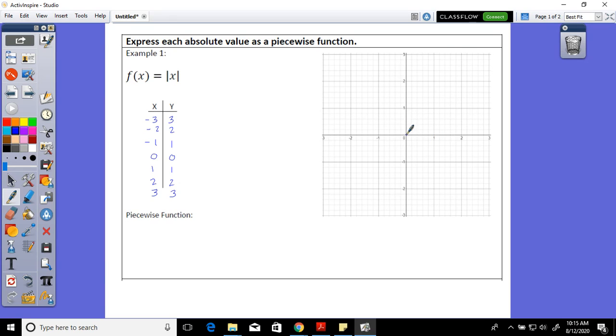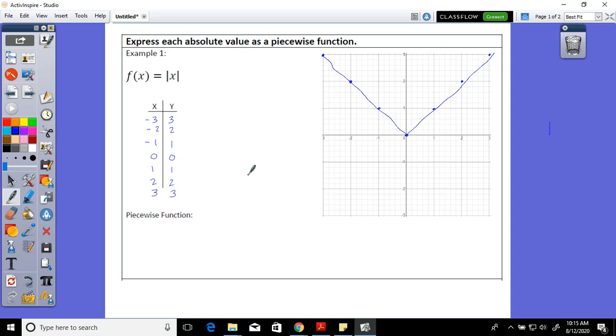So let's graph these points. The first one, -3, 3. -2, 2. -1, 1. 0, 0. +1, 1. +2, 2. And +3, 3. Okay, and we see that V shape that we originally saw in the first video. All right, so here's my absolute value function.